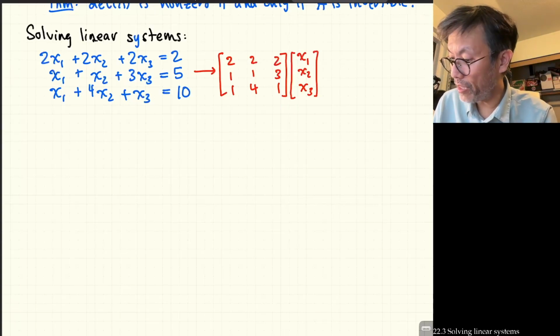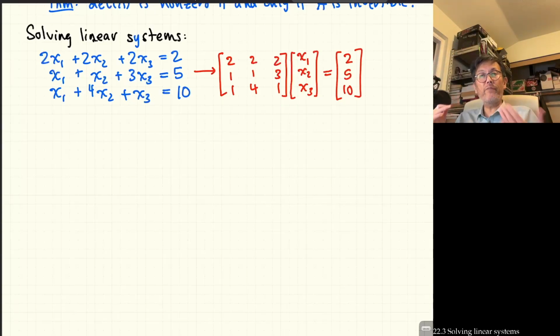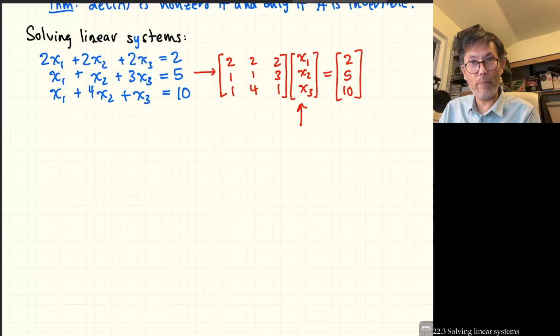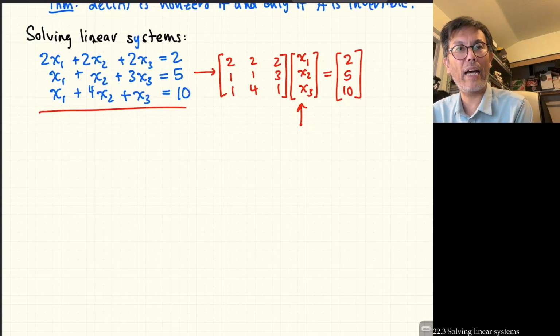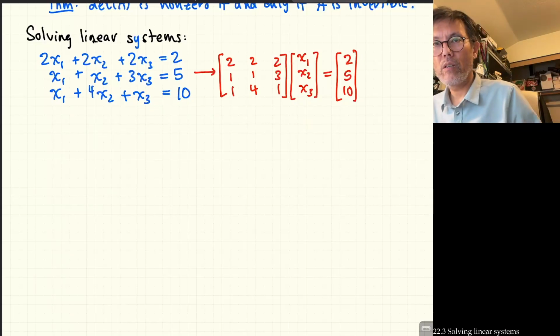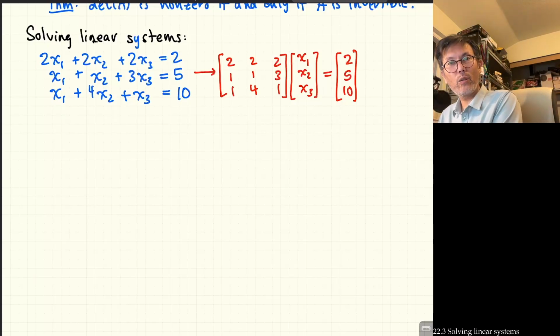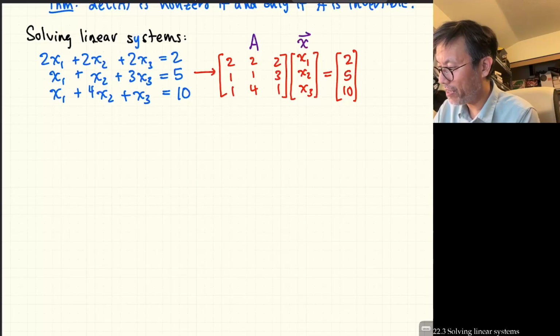To finish out this matrix equation, we set this thing equal to the 3 by 1 matrix 2, 5, 10. And this is a matrix equation which, if we can find the solution for x1, x2, x3, we win, because we'll have found the values which make this matrix equation true, which are exactly the values of x1, x2, and x3 which make that system be solved. Hopefully that's clear.